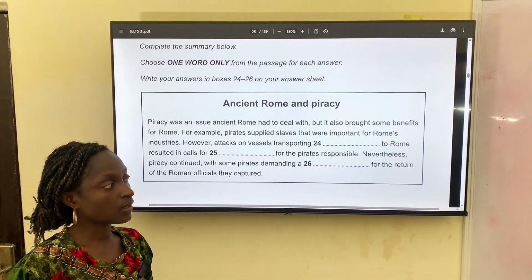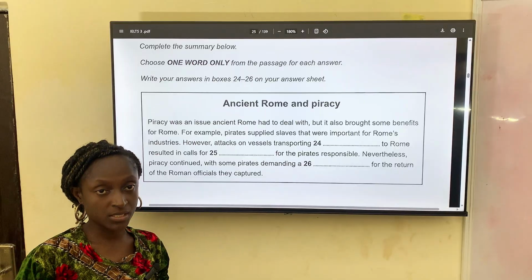So now let's look at the third section, reading passage 3.